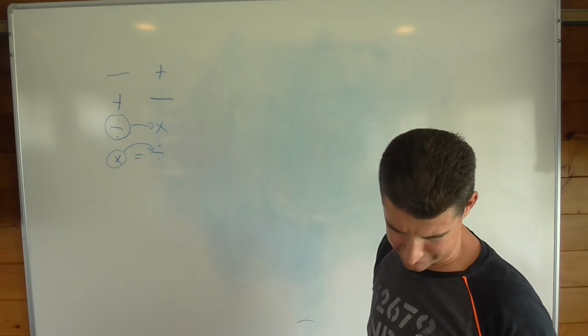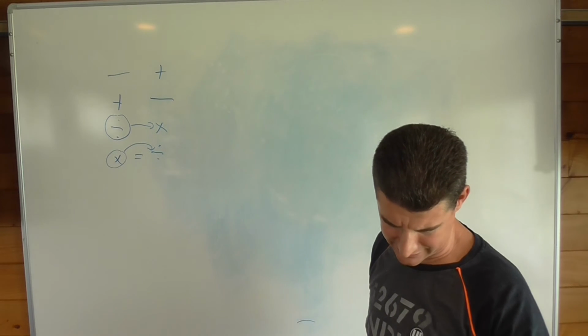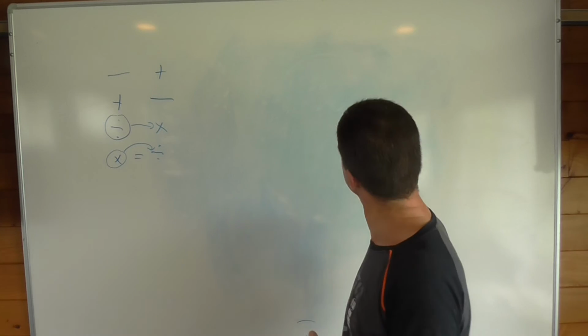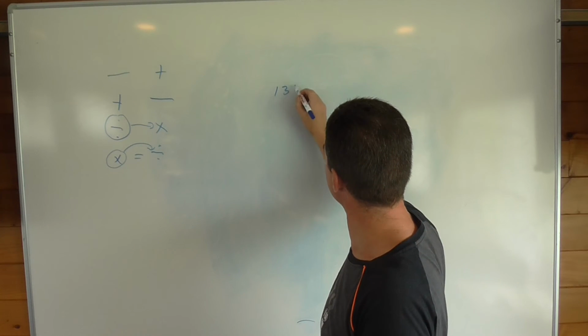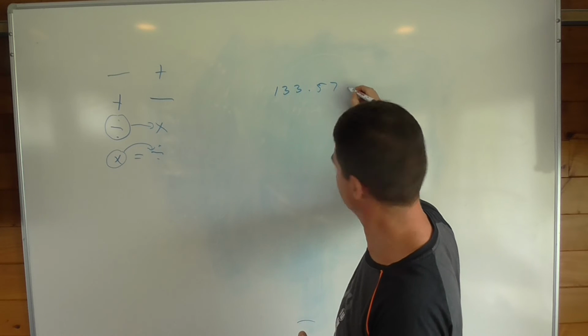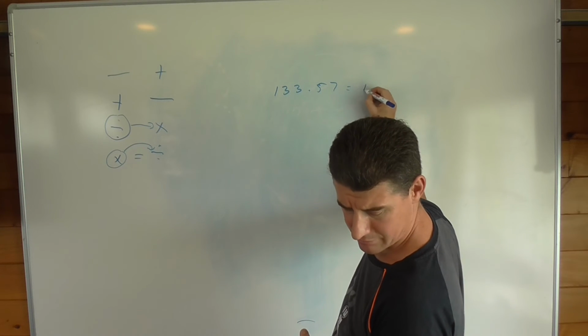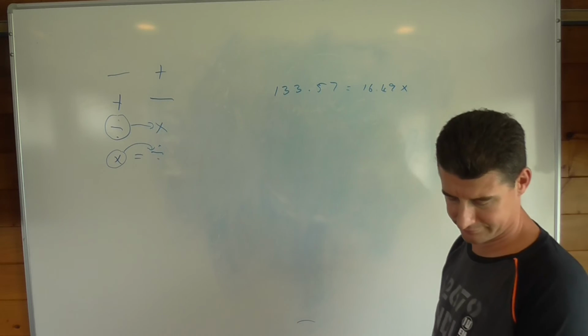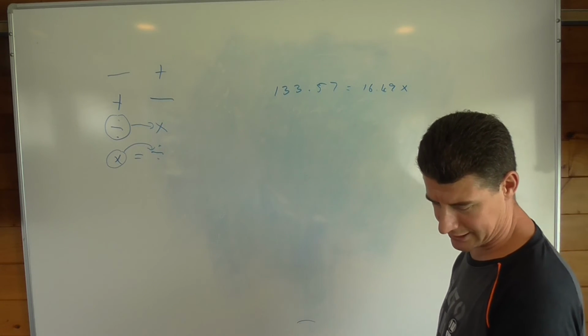And then last but not least, problem 6. Now they're working with decimals. So it's 133.57 equals 16.49x. Okay, there's nothing funny about that.